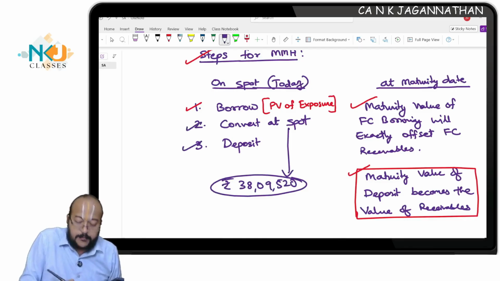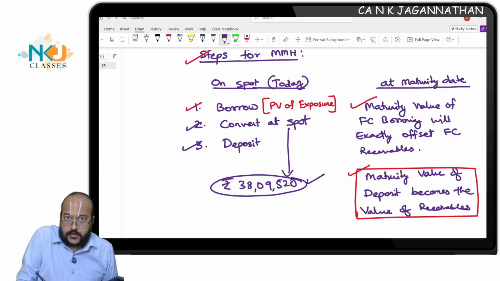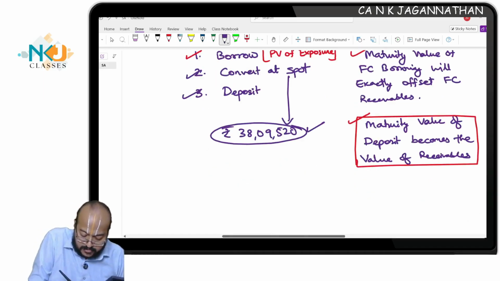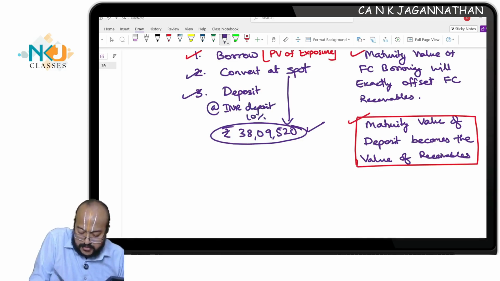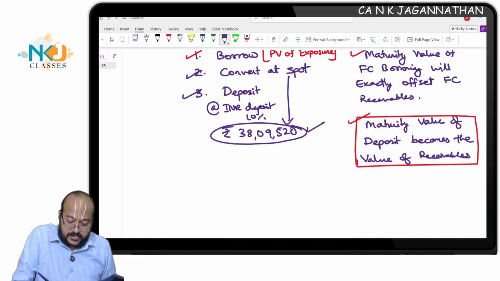Next, what is the step? I go and deposit in the local bank, an Indian bank. I converted it into Indian rupees. Now it is INR, so I deposit in an Indian bank. What is the interest rate given? 10%. The third step is to deposit at the INR deposit rate, which is 10% in this case. Are you all understanding? This happens today. Now these transactions happen today.